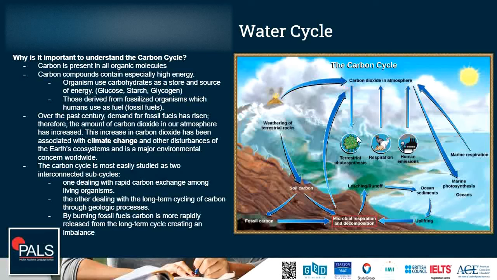Now, by digging, when looking for fossil fuels and then burning fossil fuels, we humans create an imbalance in the exchange between the rapid and long-term cycle of carbon, and we accelerate the release of carbon from the long-term cycle into the rapid cycle, and by that increase the amount of carbon dioxide in the atmosphere and the amount of carbon in the rapid cycle.